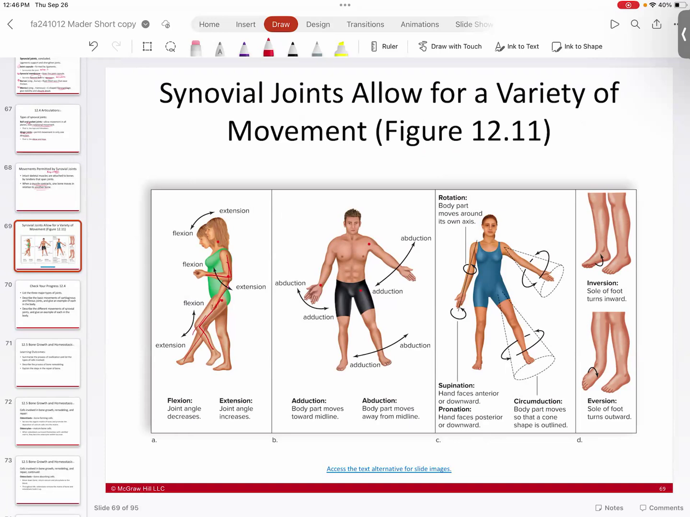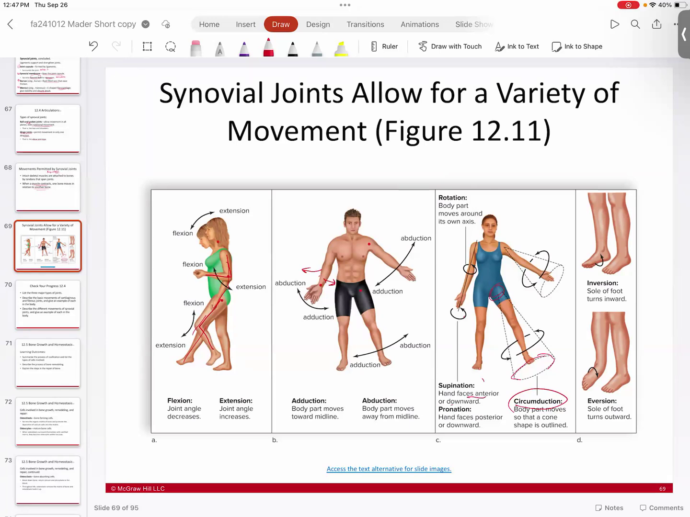You have abduction and adduction. Adduction is anytime you move your arm or your leg toward your midline. Abduction is when you move it away. I think of abduct as abducting somebody, to take somebody away. You're moving something away from your body line. Then you have different types of rotational movement. For instance, if you take your leg and, at your ball and socket joint, not your knee, just draw a circle with your toe in the air, that's called circumduction. That's a type of rotation. Supination is when you twist your hand to be face up, versus pronation, which is the other way around, with the hand face down.